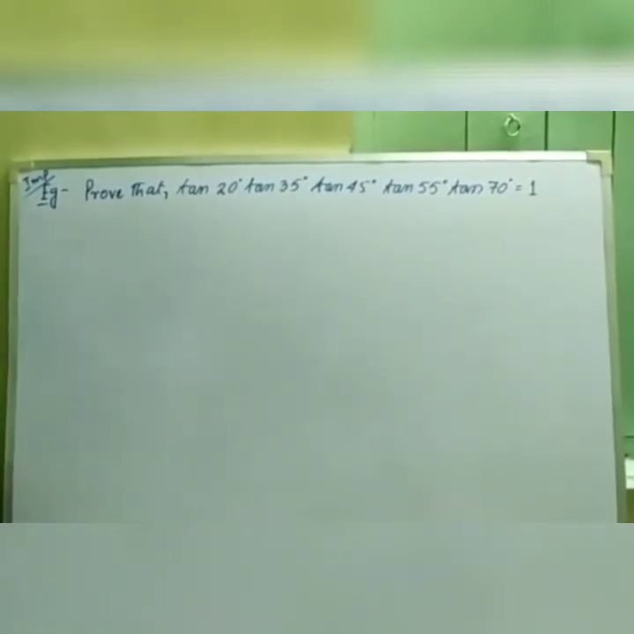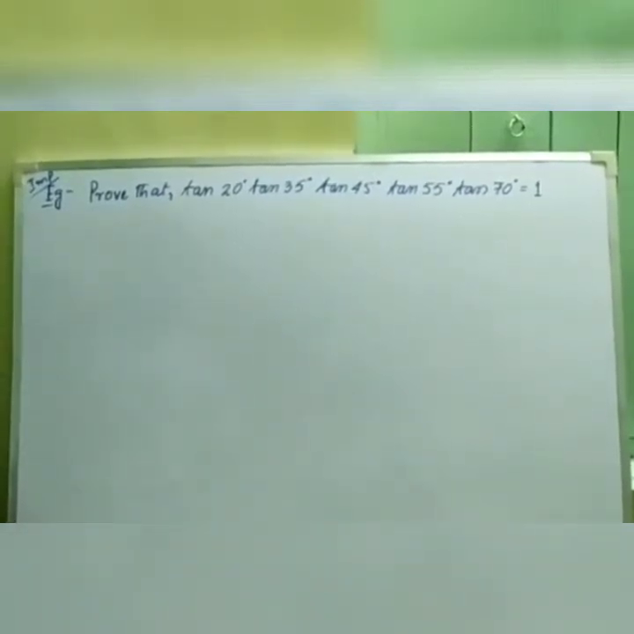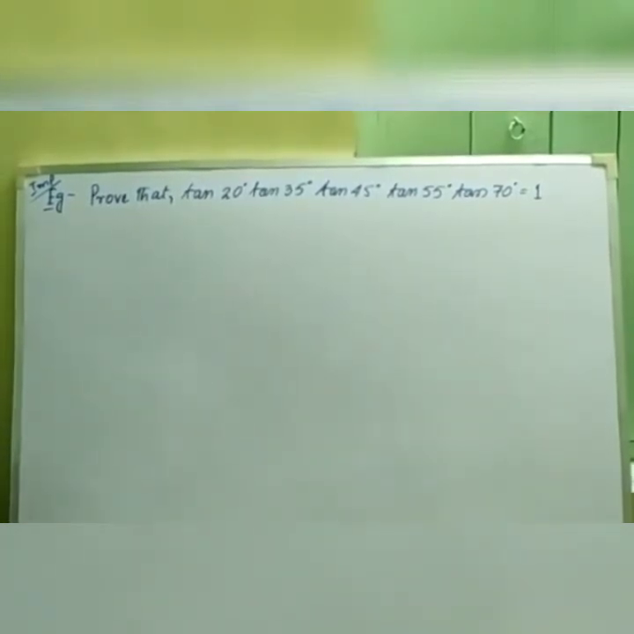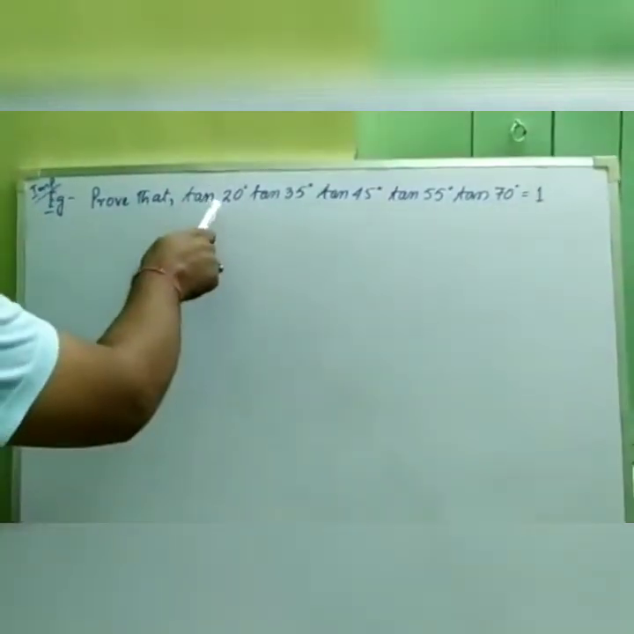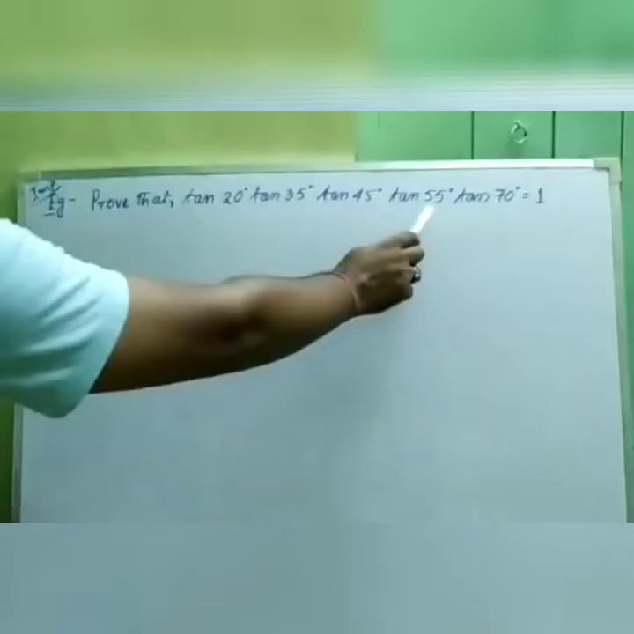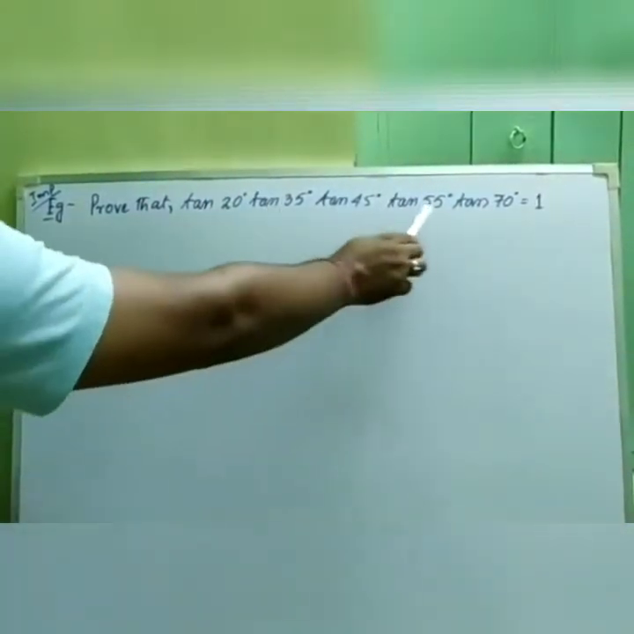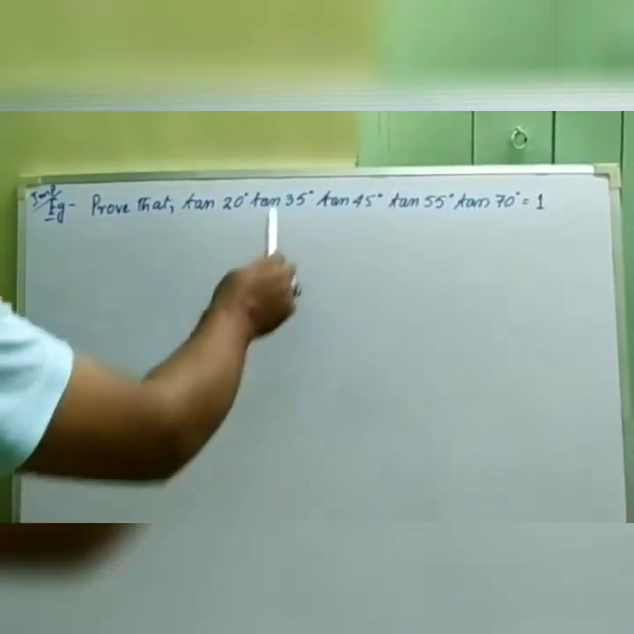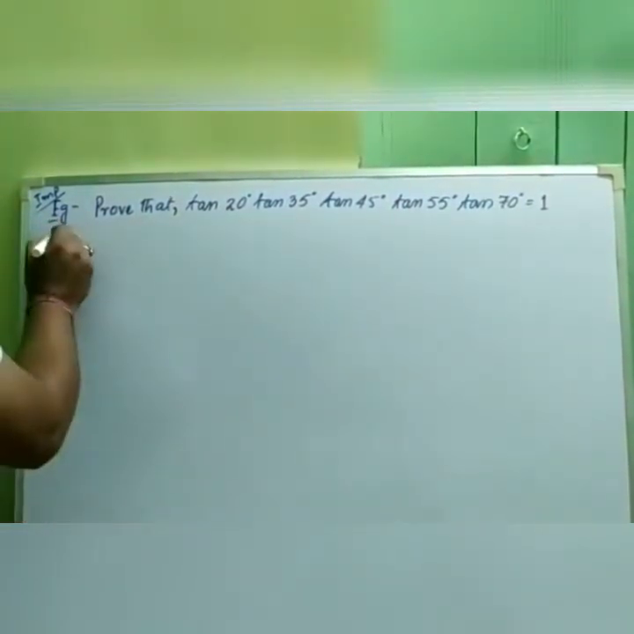How to find whether this sum uses complementary angles or not? Whatever the given angles, if you find that the sum of two angles comes to 90, then you use them as complementary angles. Here you can see 20 degrees and 70 degrees give 90, 35 and 55 give 90. So we will take 20 and 70 together, and 35 and 55 together. So let me show you now.